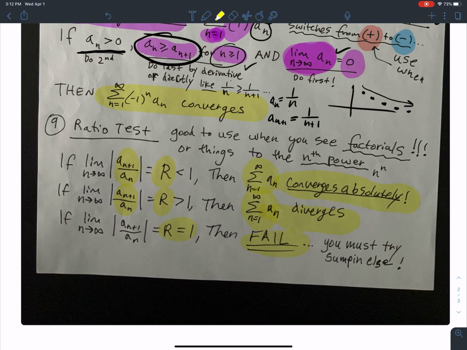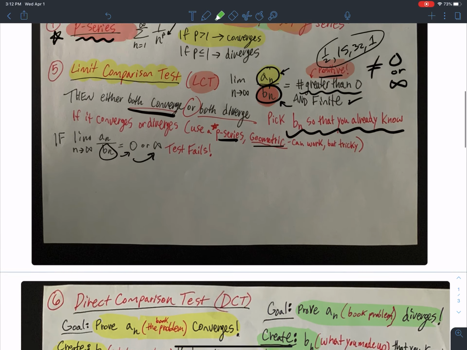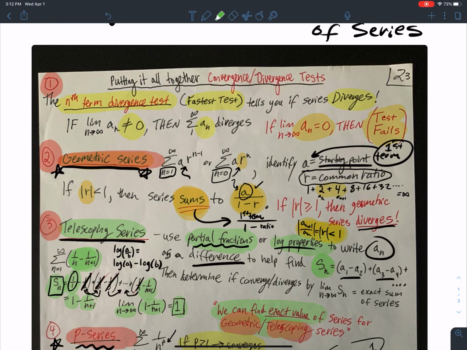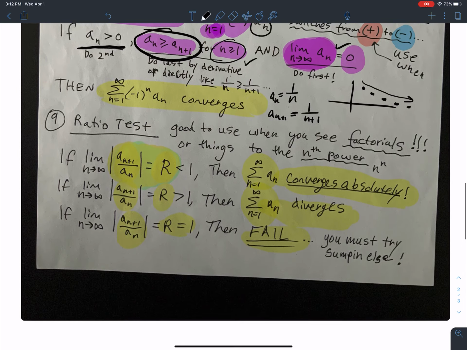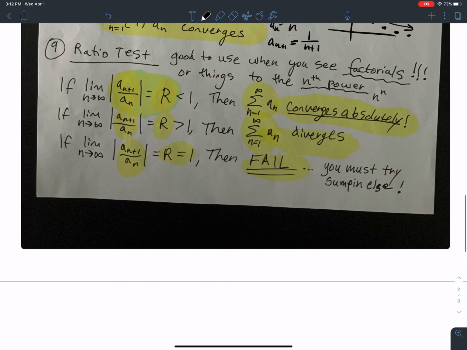So the ratio test and root test are very similar. Like I talked about before, this is kind of coming from the geometric series. If you go back to the geometric series up here, we talked about dividing the n plus first term by the nth term and being less than the absolute value of r. So hopefully that's very familiar to you. The ratio test is definitely a good test to run through.